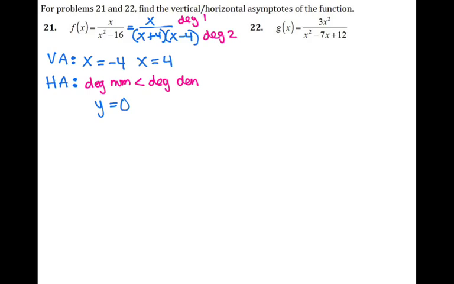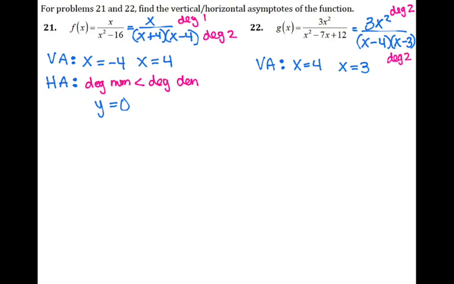So 22, again, I am going to factor it. My numerator is still 3x squared. My denominator is x minus 4, x minus 3. My vertical asymptotes come from the zeros of the denominator, so I have one at x equals 4 and one at x equals 3. Now for my horizontal asymptote, I'm going to look at the degrees. The degree of the numerator is 2. The degree of the denominator is also 2.